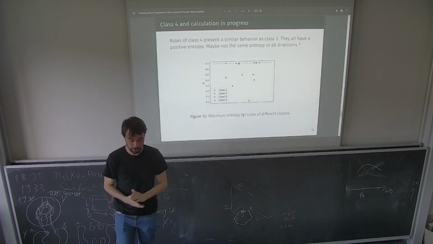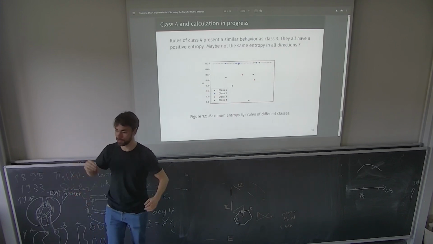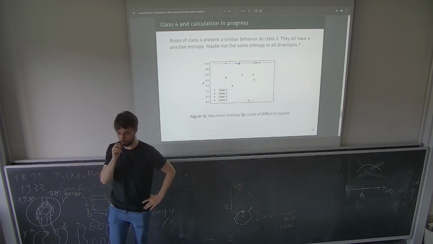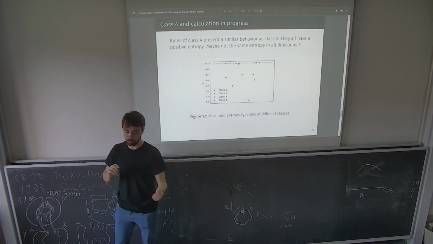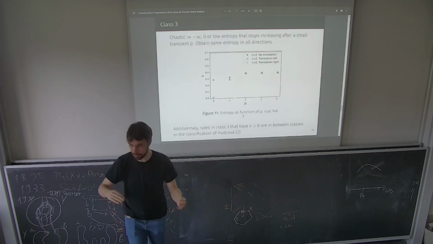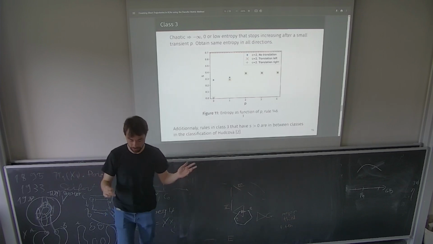Okay, and for class 4, sadly, I don't really have a way to differentiate them from class 3. For one of them, at least, we didn't have this property that the entropy is the same in each direction. So maybe that could be investigated.